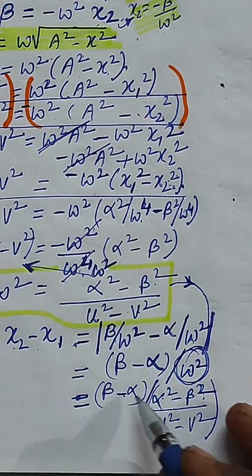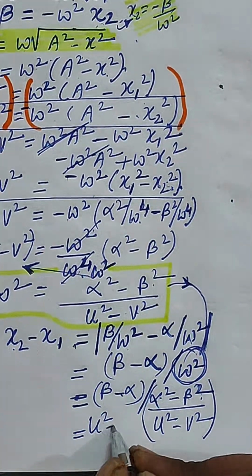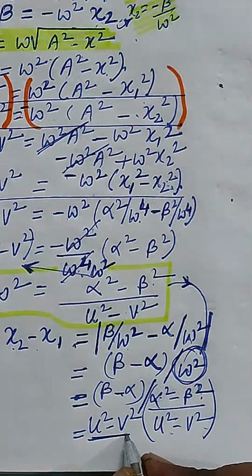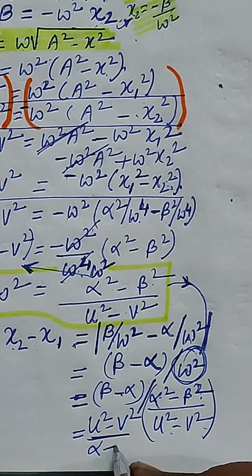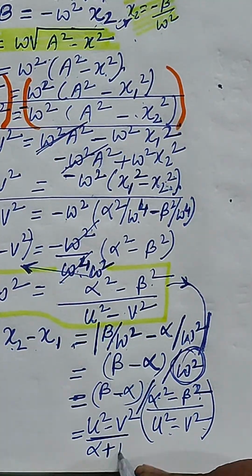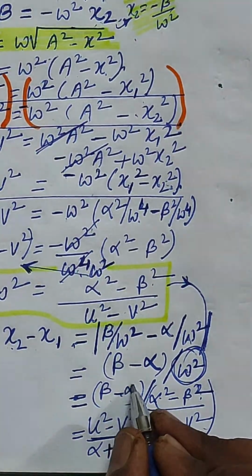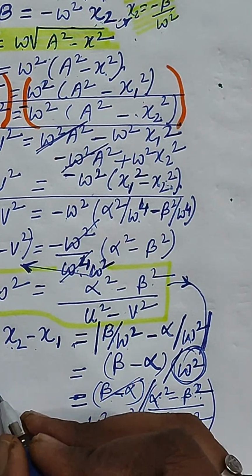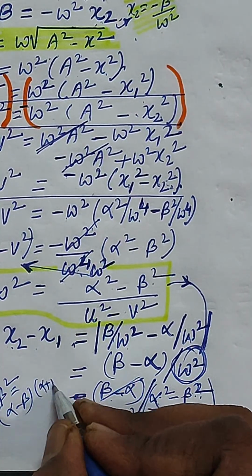So here beta minus alpha will be cancelled, and this will be giving you u square minus v square. This will go into the numerator divided by alpha plus beta or alpha minus beta, because you have taken the magnitude, right? So it can be written like this, because alpha minus beta and modulus of that is cancelled out with this beta minus alpha, right? Because alpha square minus beta square can be written as alpha minus beta and alpha plus beta.